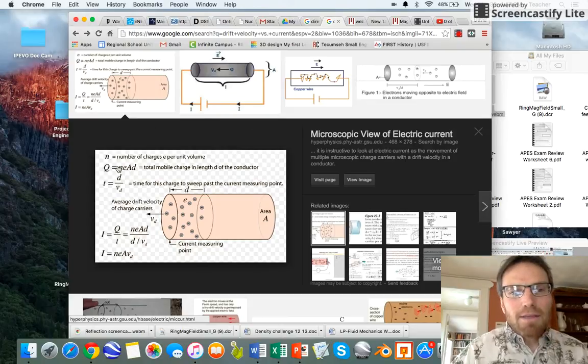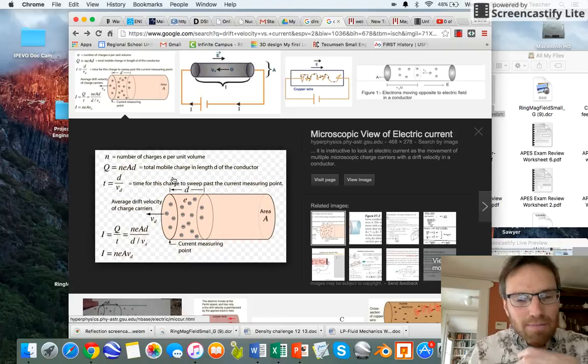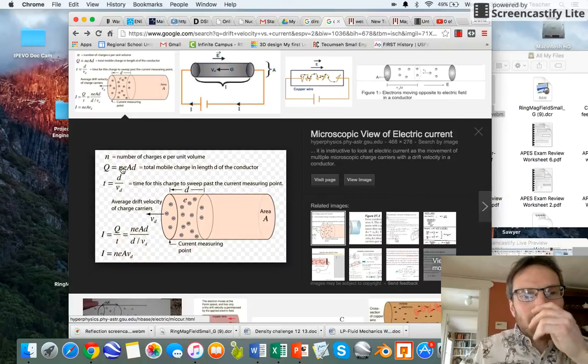And this is a neat diagram that really helps me put my head around it: the current is the rate of charge flow, and drift velocity is used to determine the total amount of charge. And so this equation really helped me.